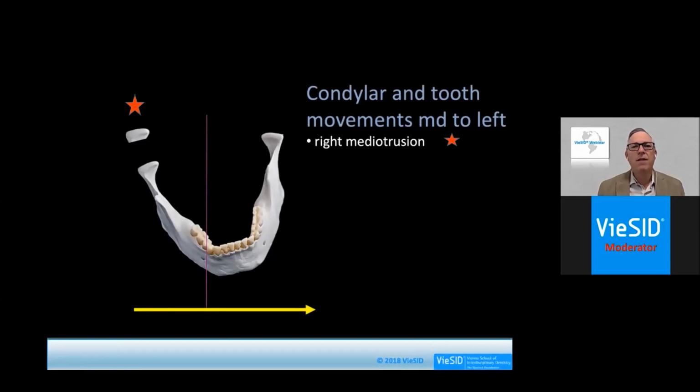At the level of the teeth, tooth 4-6 in our example is said to be moving mediotrusively. Again, this is towards the midline. 3-6, on the other hand, is moving laterotrusively or away from the midline.